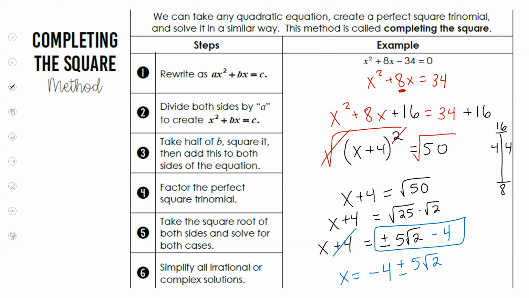All right, next one. I'm going to do an example for you guys. How about we try a complex solution one? So I can do either 11, 12, 13, or 14. I'll do number 13. Okay, so number 13. Luke, can you read that for me, please? 4x squared plus 76 equals 16x.